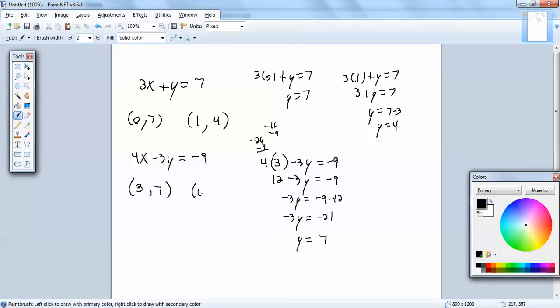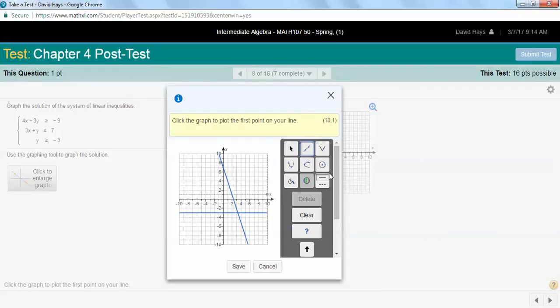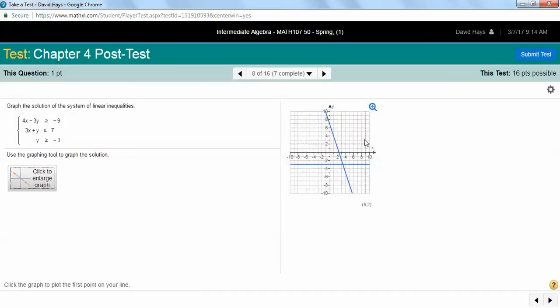Okay, so if I plug 6 in. So I got 4 times 6 minus 3y is equal to negative 9. Get 24 minus 3y is equal to negative 9. Take 24 over. And we get negative 33. Divide both sides by negative 3. And we get y is equal to 11. And that's great. That's not on our... Aha! If I can... Let me save that. What's this do?